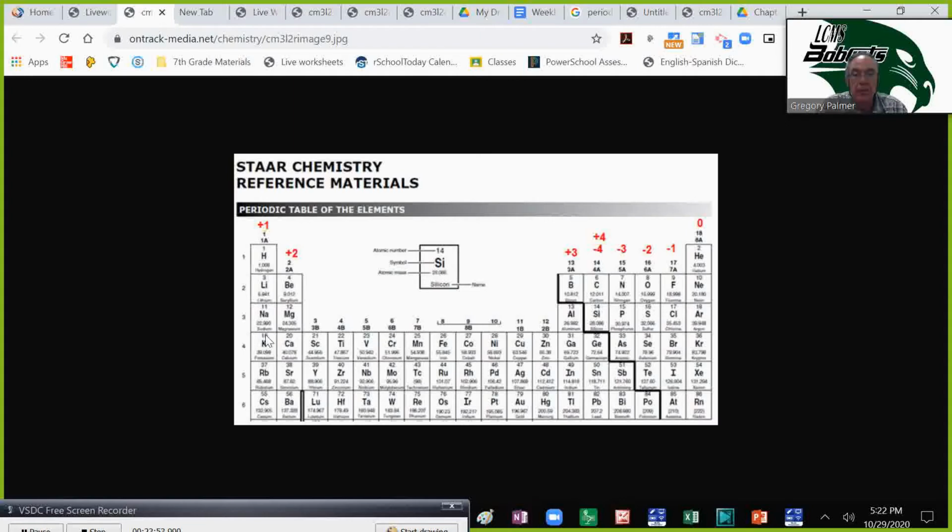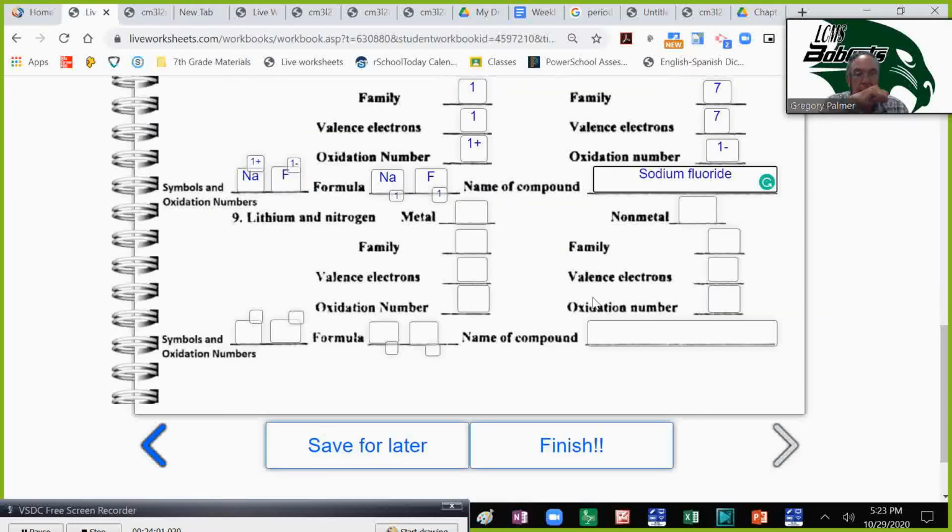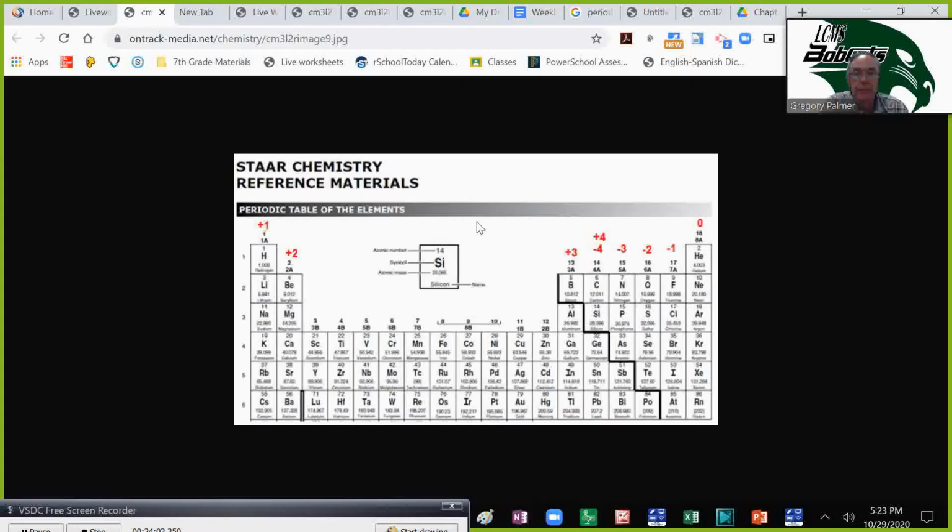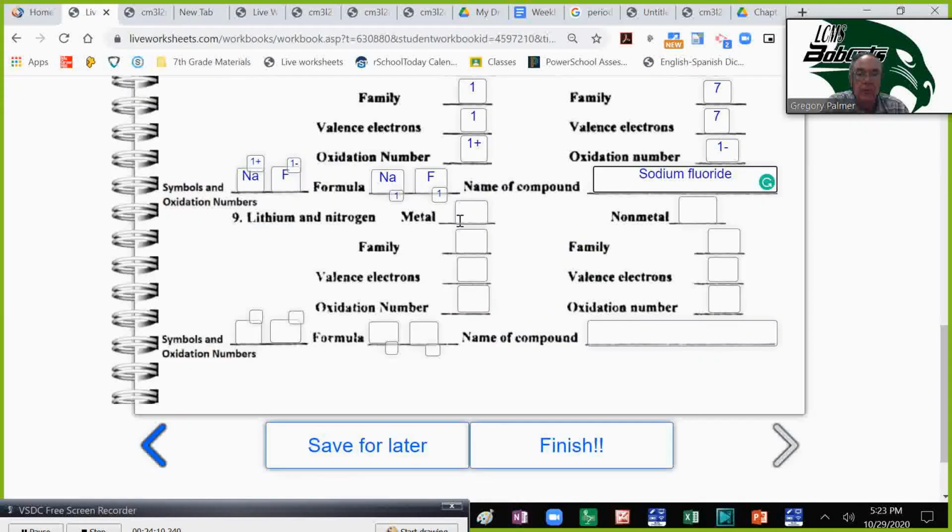So here's lithium. It's one of the alkali metals. It's in family 1. And then it said to find nitrogen. Nitrogen's over here in family 5. It's going to have an oxidation number 3 negative. So we're going to put the symbol for lithium, and it's in family 1, so it has 1 valence electron, and the oxidation number is the same as the family number. And nitrogen is in family 5, so it has 5 valence electrons, and we need 3 to total 8.